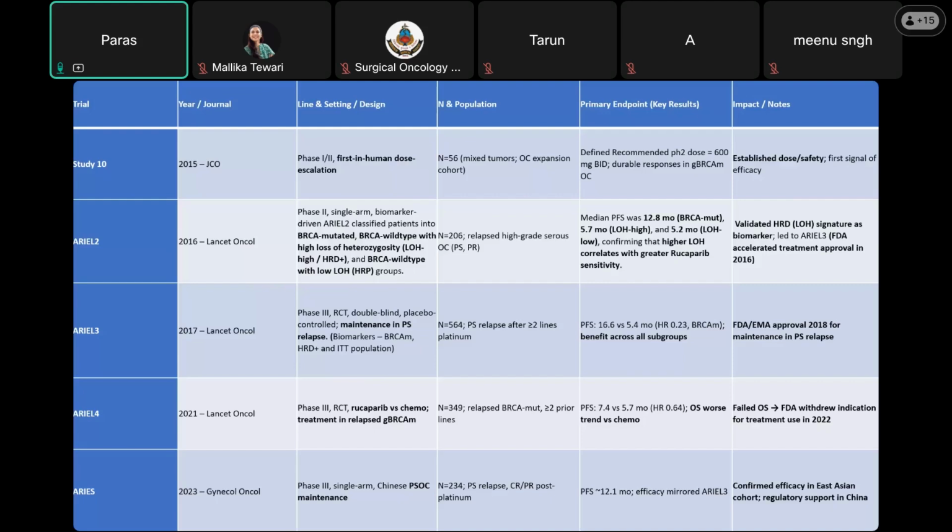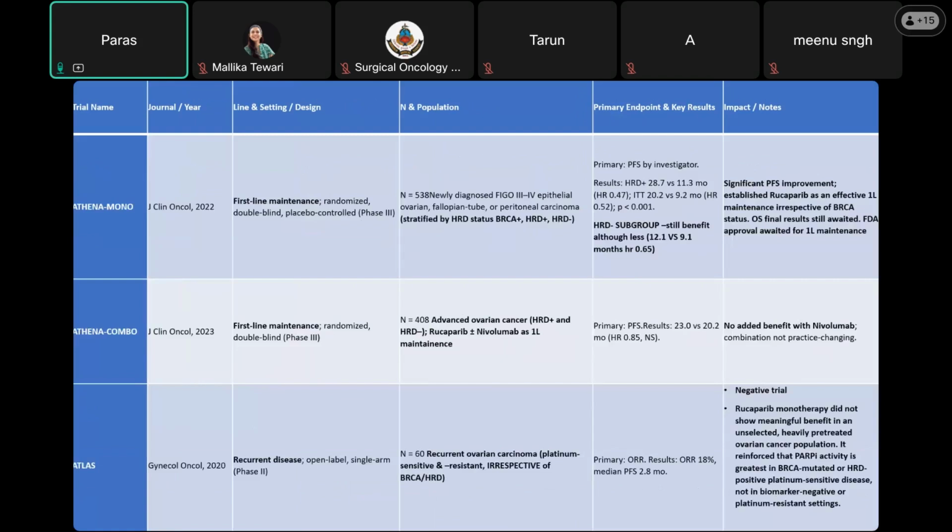The ATHENA-MONO trial was an important trial. It was a phase 3 RCT of first-line rucaparib maintenance therapy. The patients were stratified as BRCA positive, HRD positive, and HRD negative, and maximum PFS benefit was shown in HRD-positive patients. But the HRD-negative subgroup also got modest benefit, so it was established as an effective first-line maintenance irrespective of the BRCA status. Final mature overall survival results are still awaited.